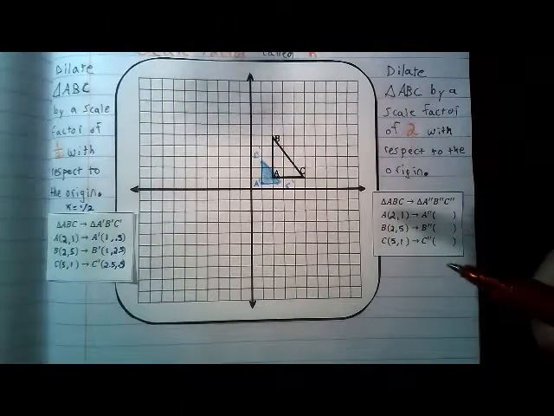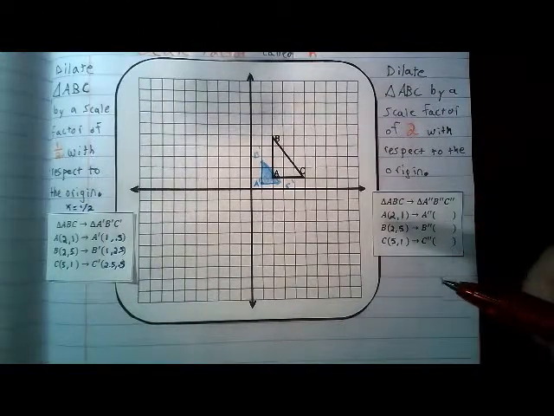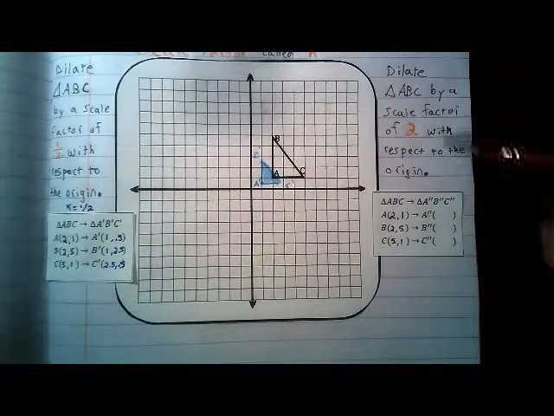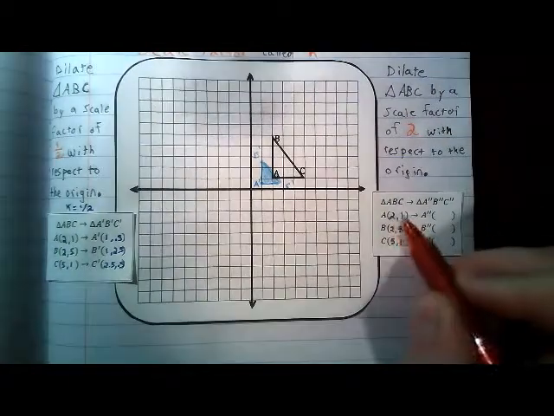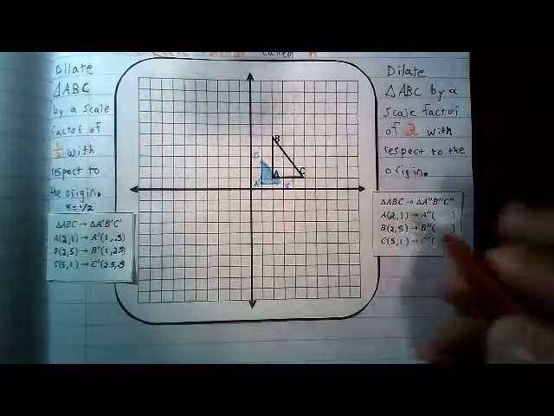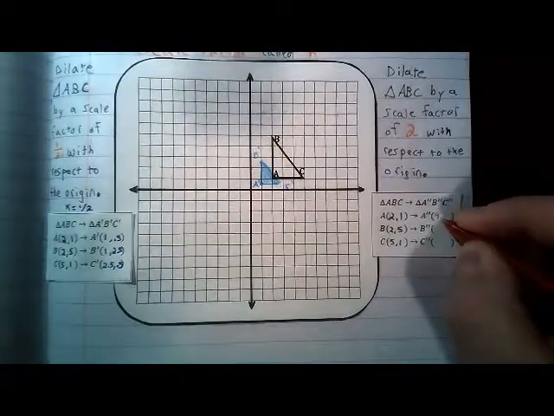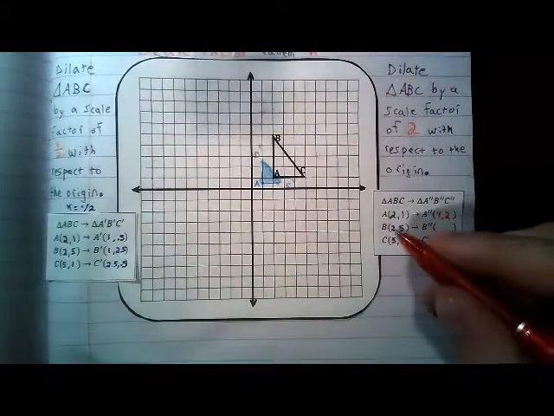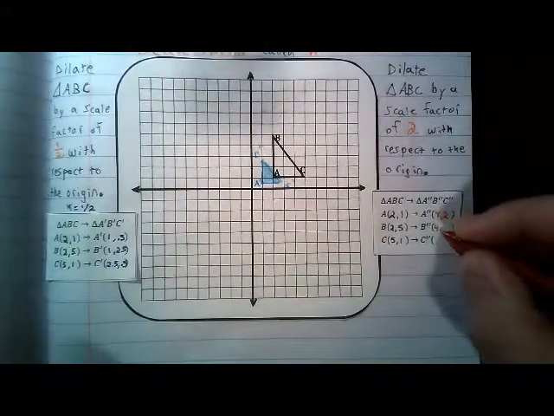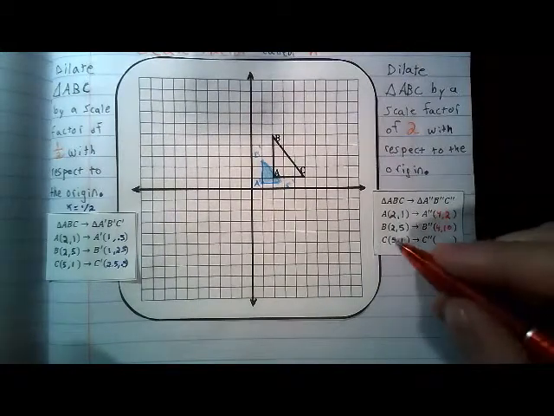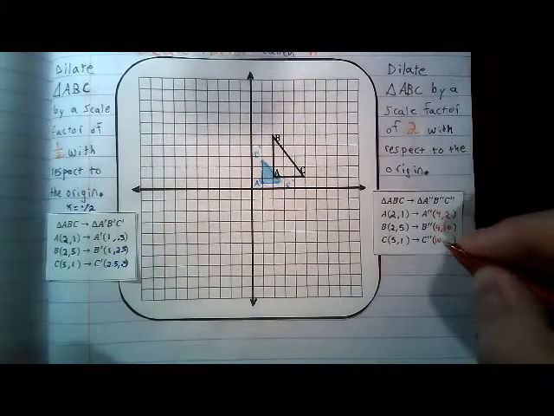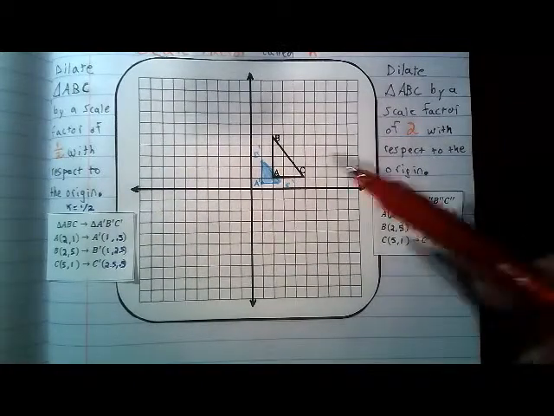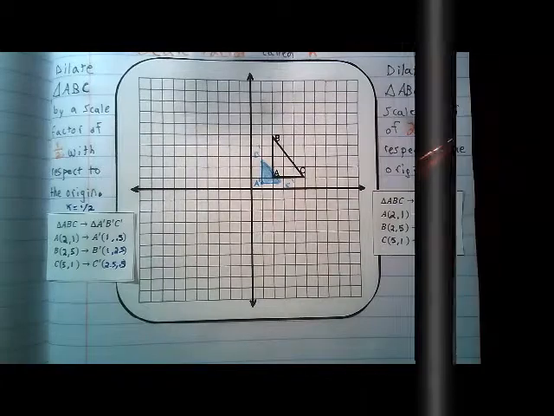So I'm going to do this problem in red to show that it's different from problem 1. And we are dilating by a scale factor of 2. So I'm multiplying every one of these values by 2. 2 times 2 is 4. 1 times 2 is 2. 4, 10, 10, 2. And then I'm going to plot those points on my coordinate plane.